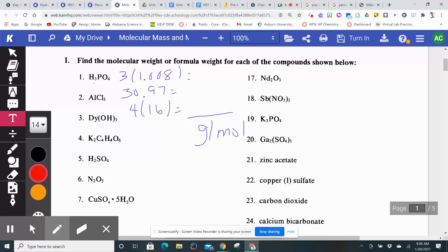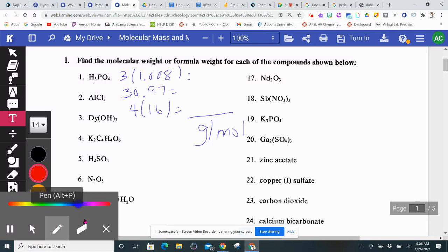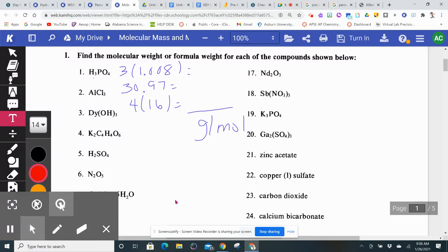Remember when we did that whole poll about the chicken and the quail eggs and all that kind of stuff? That's what we were getting to. So when I add all that up, it gives me the grams per mole. And that's all there is to that. I mean, that's just super easy.